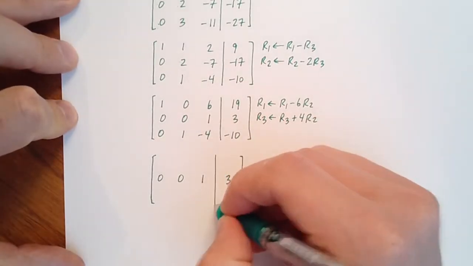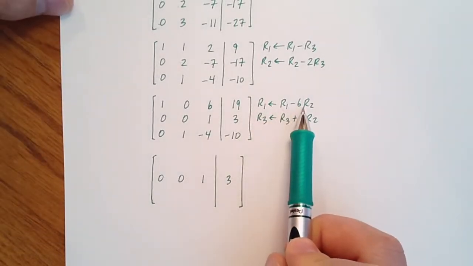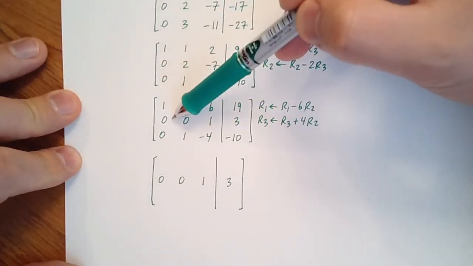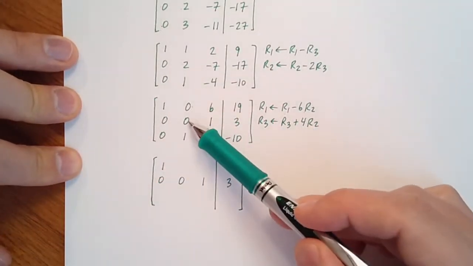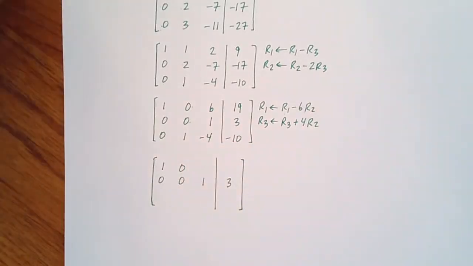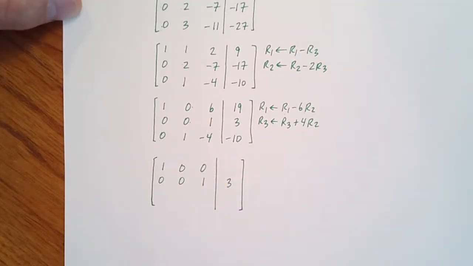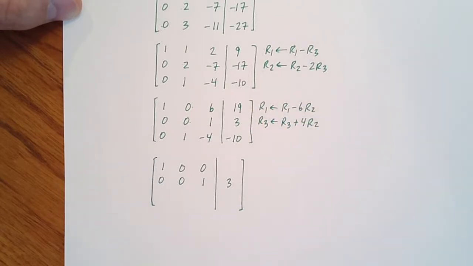And then now we can fill in row 1 and row 3. So row 1 is going to be row 1 minus 6 row 2. So if we do that entry by entry, we're going to have 1 minus 6 times 0. Well, that's just 1 minus 0, which is going to be 1. 0 minus 6 times 0, still going to just be 0. Here we'll have 6 minus 6 times 1. So that's going to be 6 minus 6. And that's why that'll end up being a 0. And then we have 19 minus 6 times 3. So you've got 19 minus 18, which is 1. And that's the first row.